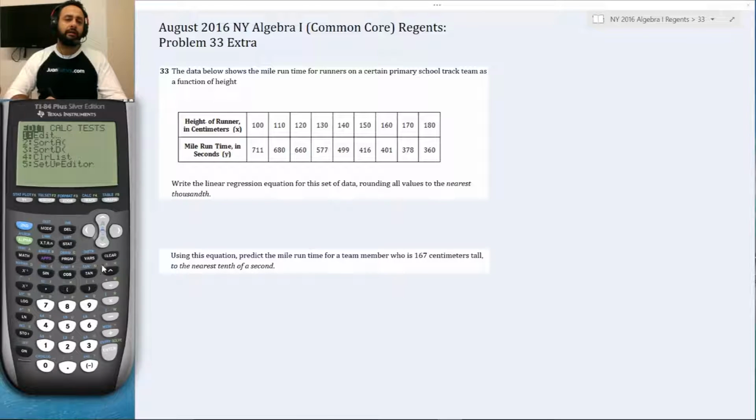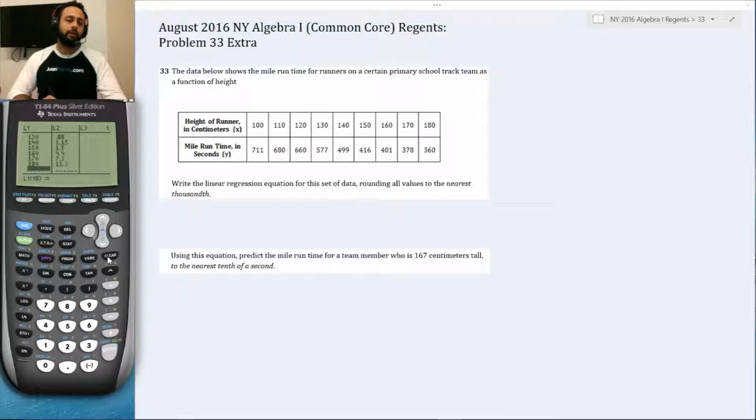So I'm going to go to stat, edit, and I'm going to edit list 1 and list 2. So I got 100, 110, 120, 130, 140, 150, 160, 170, and 180 is the 9th data point.